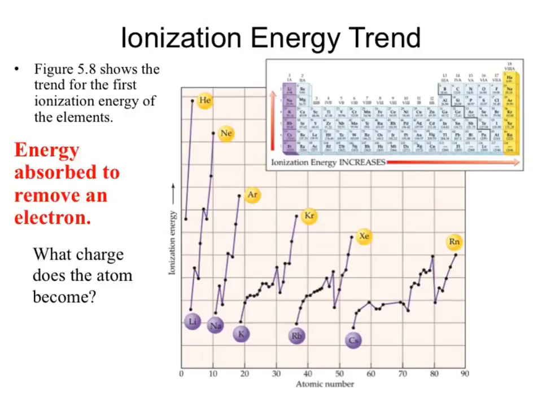What does the charge become when we look at ionization energy? If we rip an electron away from the structure, all of our molecules become positively charged. We lost an electron. Minus a negative charge is positive.